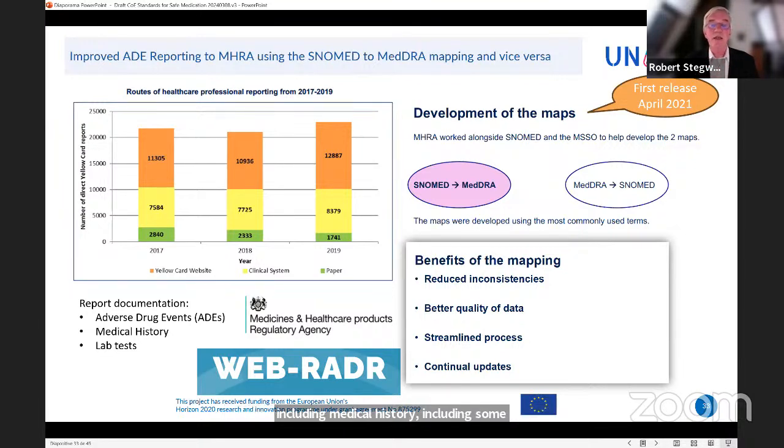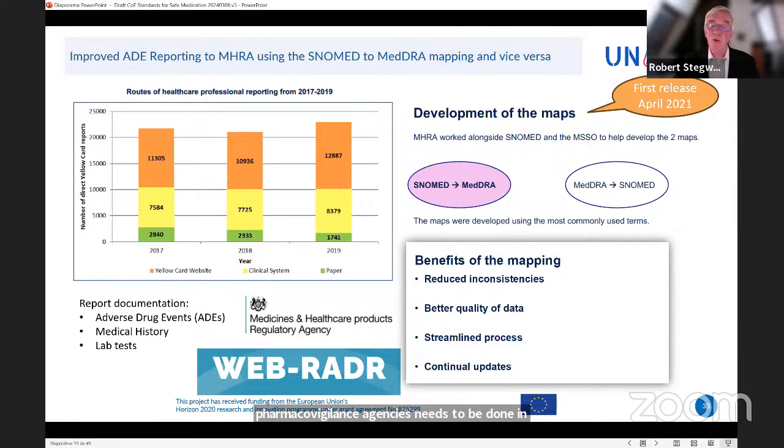And you see here in the overview that more and more people are doing that electronically, either through their clinical systems or through a website. And you see a rise in both, which is good news because it means that more adverse drug events get reported electronically to the MHRA in the UK. And this is where the mapping comes in, because clinical systems, especially in the UK, are using SNOMED as their codes for things like what's the problem, what's the medical history, what are the lab tests. But the reporting of adverse drug events across the pharmacovigilance agencies needs to be done in MedDRA.